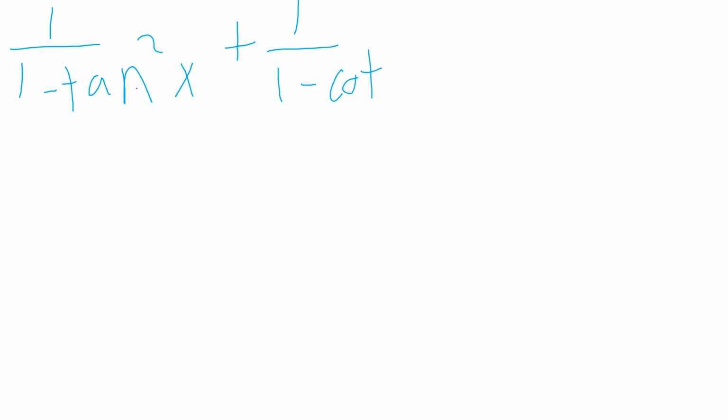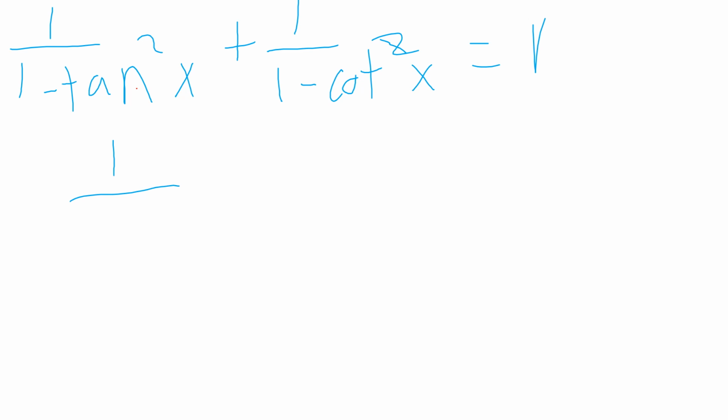So my problem was 1 over 1 minus tan squared x plus 1 over 1 minus cotangent squared x equals 1. So first I turn those into sine and cosine respectively, the tan and cotangent.